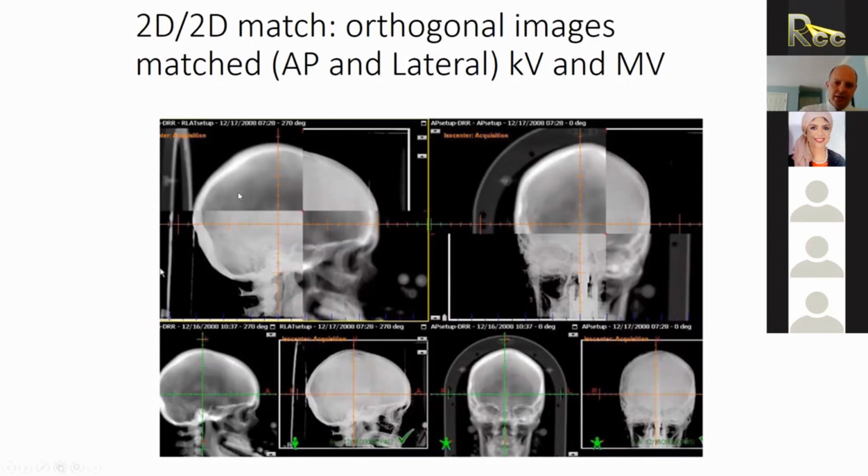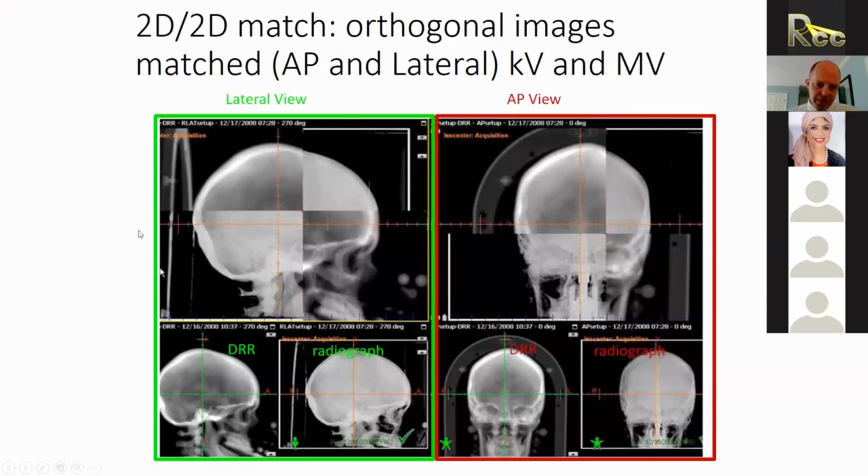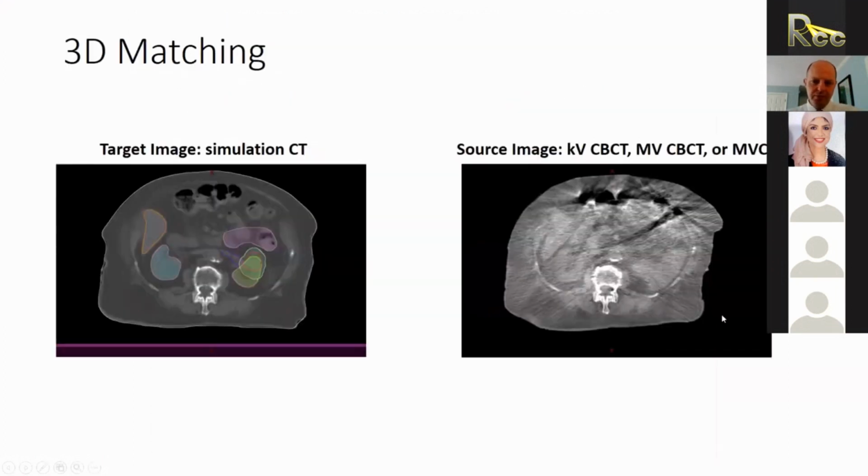And so your superior-inferior direction is shared between your 2 images, and you get your anterior-posterior shift from your lateral image, and you get your right-to-left shift from your anterior-posterior image. And you can see here that this is cut, so you can see both the projection image and the DRR. Left here is the lateral view, on the right is the AP view.